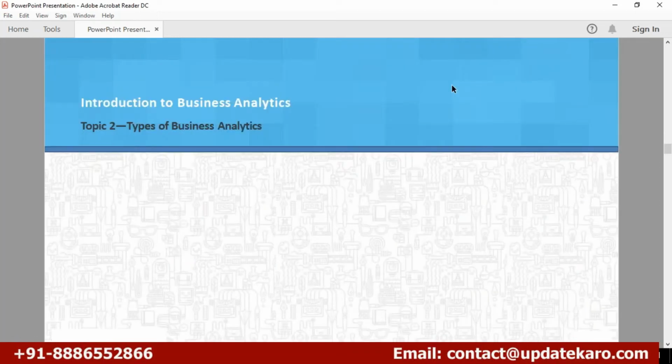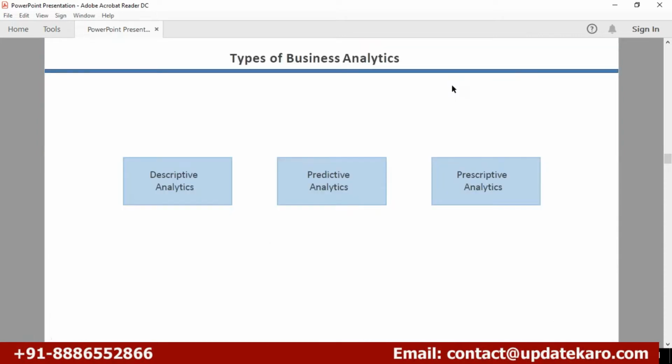So now we'll come to types of business analytics. We have three types of business analytics. One is descriptive analytics. Second one is predictive analytics. And third one is prescriptive analytics. Of course, diagnostic analytics is not made separate over here. It is included in descriptive analytics.